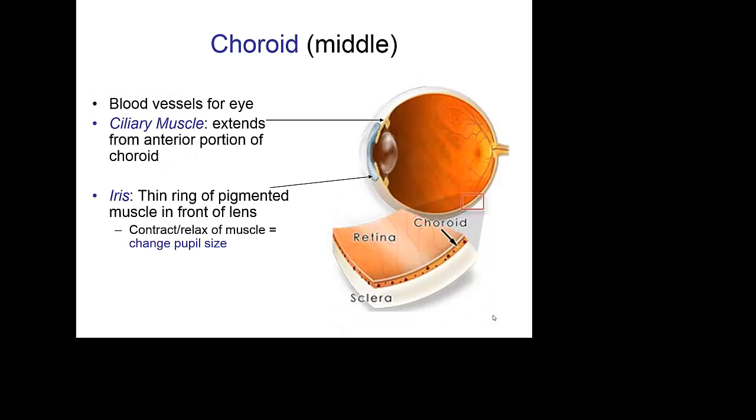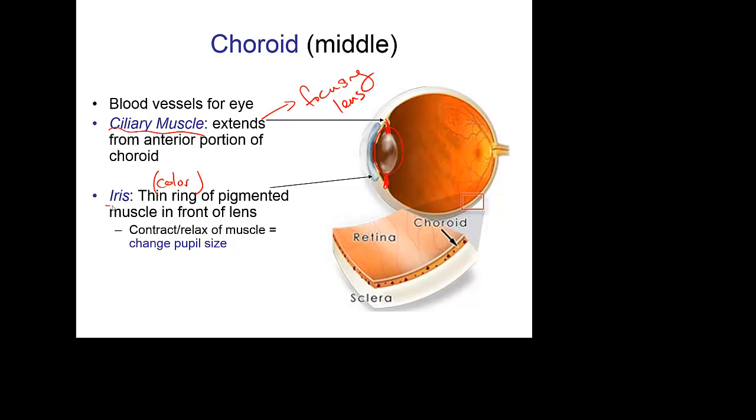The choroid, or the middle layer of our eye, has that iris that we talked about, so that's the colored ring. So when you say you have a particular eye color, you're actually talking about your iris. We have the lens that sits here, and we've got ciliary muscles. Those ciliary muscles are going to be critical for focusing the lens of our eye.